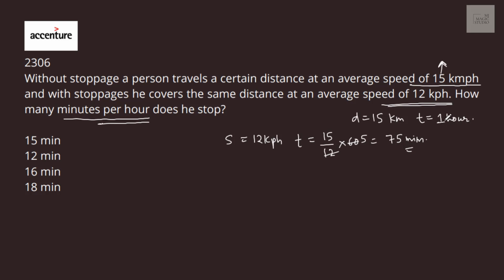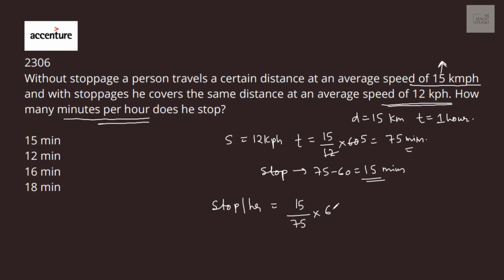That means the actual traveling time is 1 hour, but now he is taking 75 minutes. That means the stoppage time is 75 minus 60, that is 15 minutes. So 15 minutes is the stoppage time in a journey of 75 minutes. But they have asked how many minutes per hour. So stoppage time per hour: 15 minutes is the stoppage time in a journey of 75 minutes.